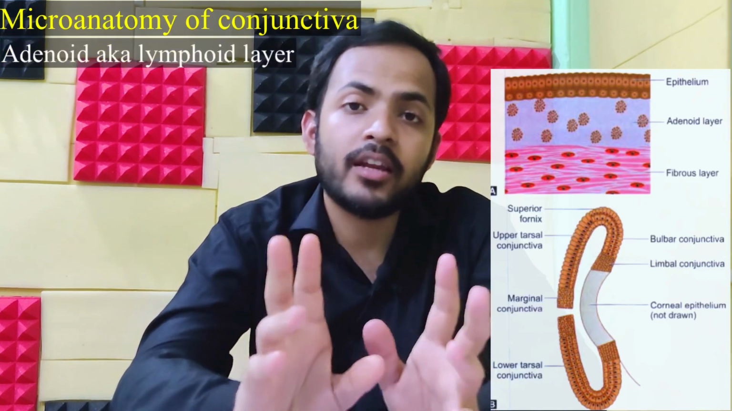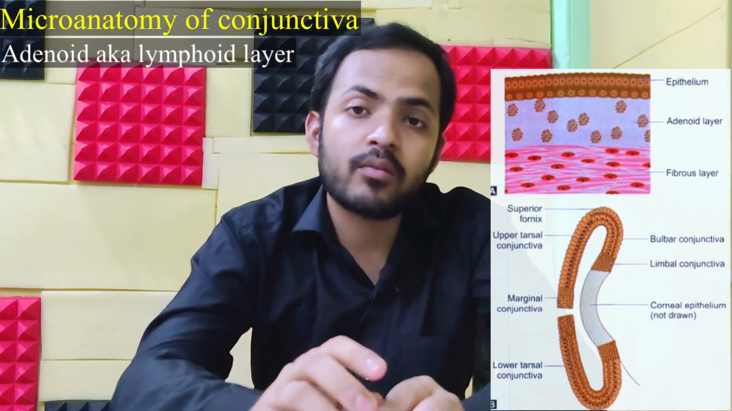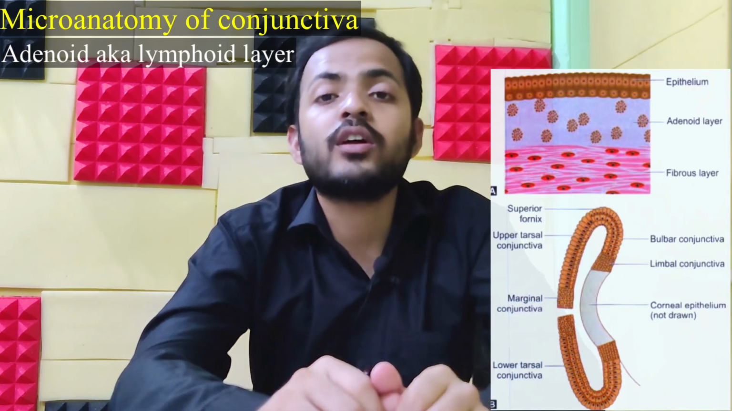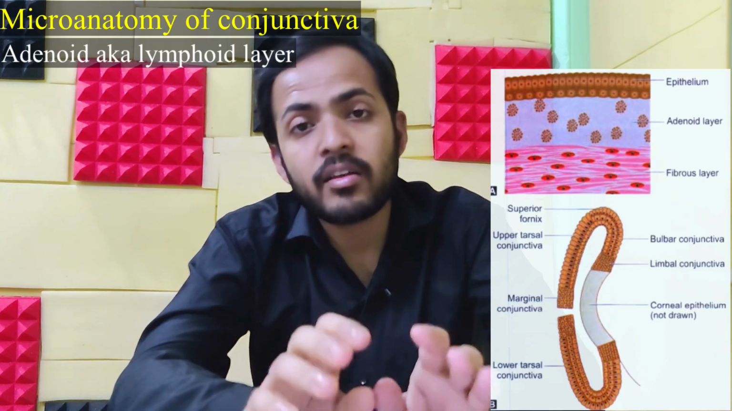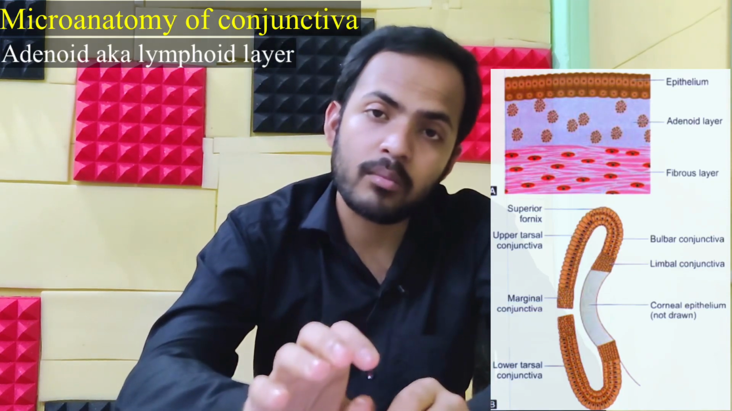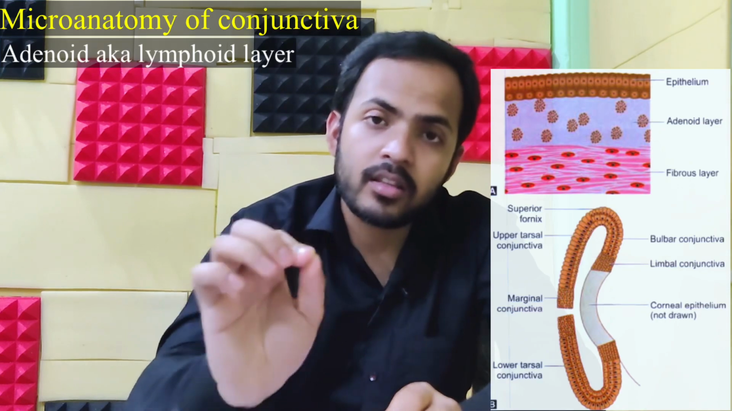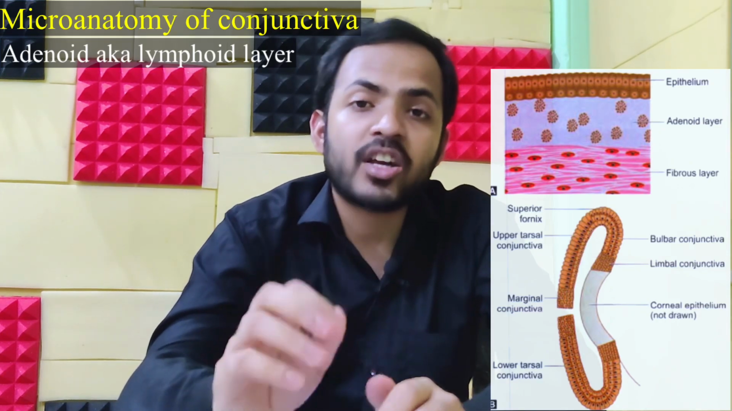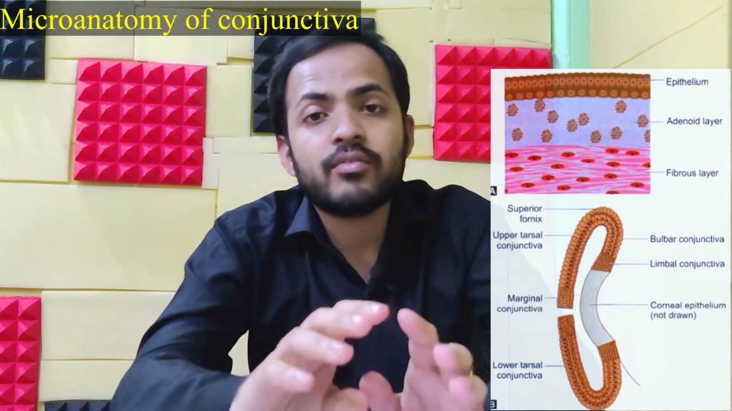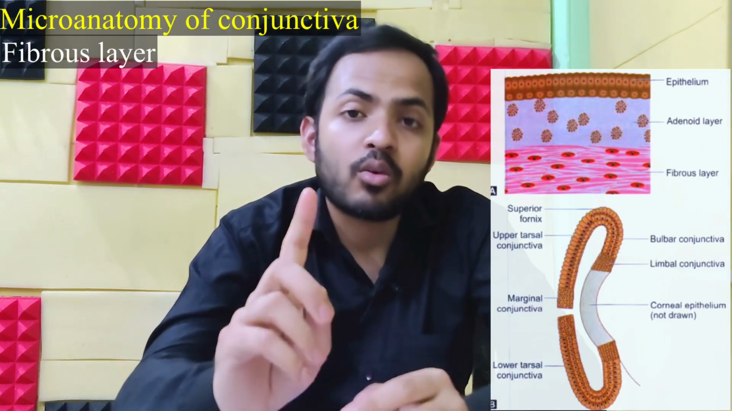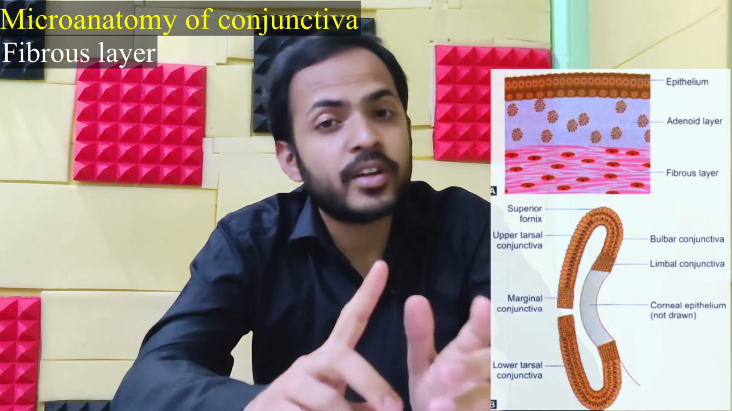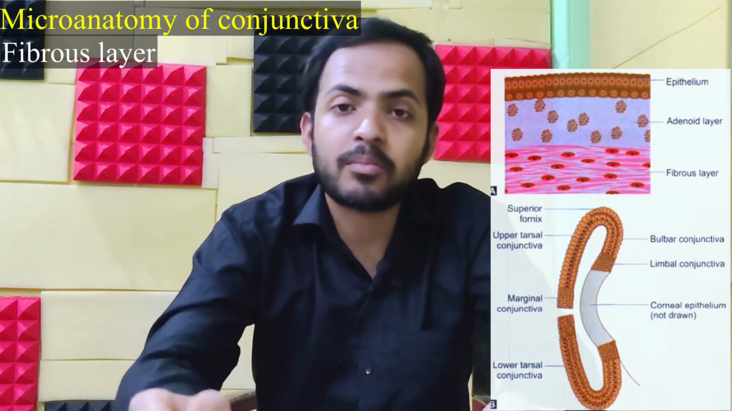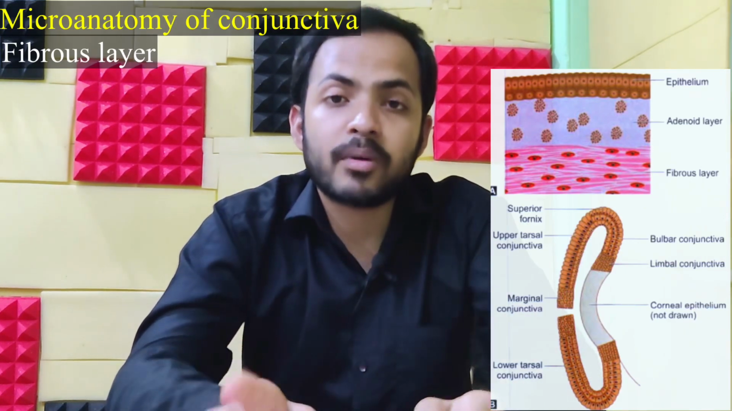Now secondly, our adenoid layer. This adenoid layer of the conjunctiva is also known as the lymphoid layer. It is basically made of fine connective tissue reticulum, and in the gaps of this reticulum we find lymphocytes. And lastly, we have the fibrous layer, which is made of collagen and elastic tissues. This layer consists of lymphatic vessels, blood vessels and nerve supply for the conjunctiva.